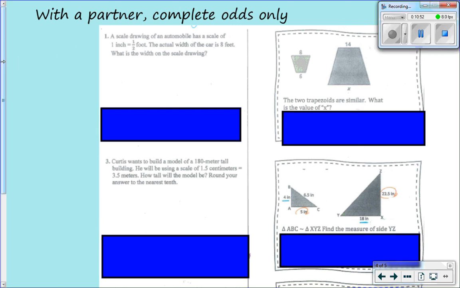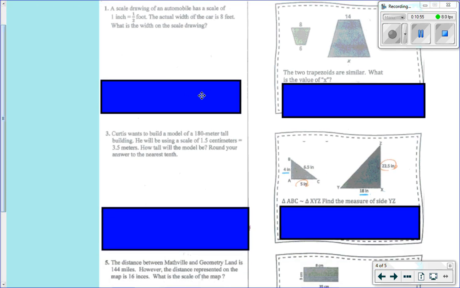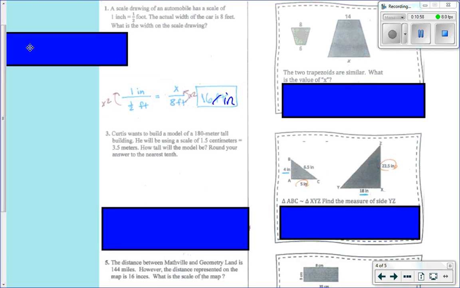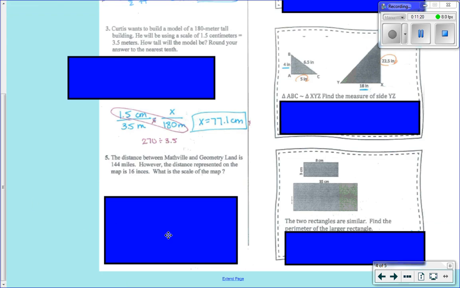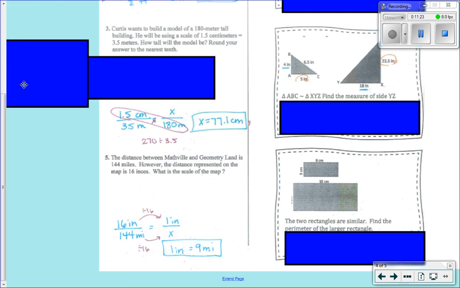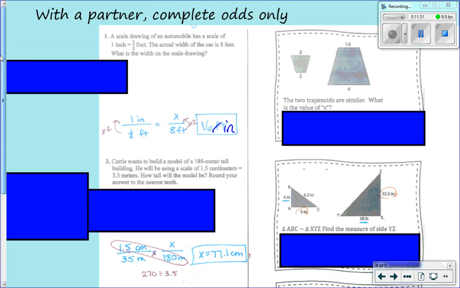All right. Let's look at numbers 1, 2, and 3. Did y'all get 16 inches for number 1? Oh. Questions? Okay, number 3, 77.1 centimeters. We're good with that? Okay. And number 5, 1 inch equals 9 miles. Are we good with that? Awesome. Okay, go ahead and turn it over to the back.